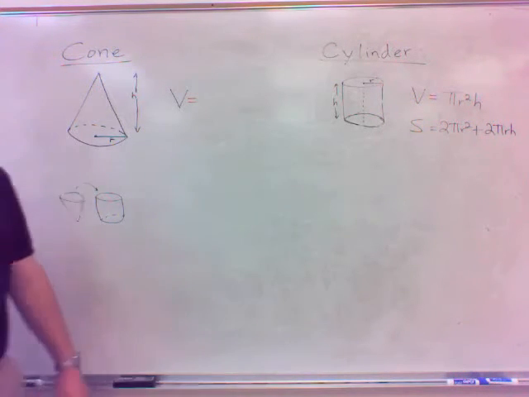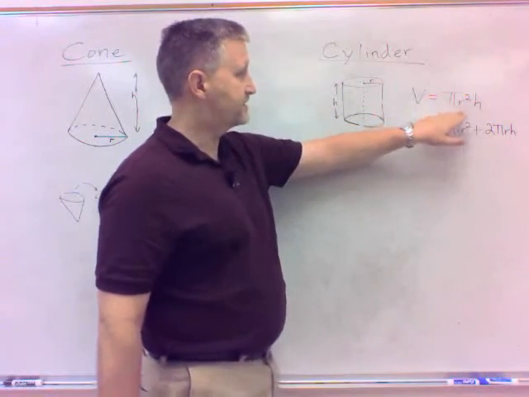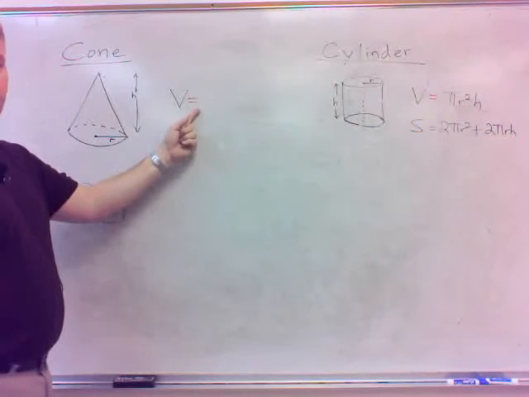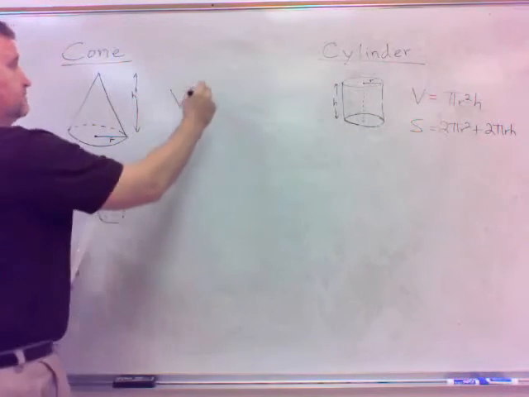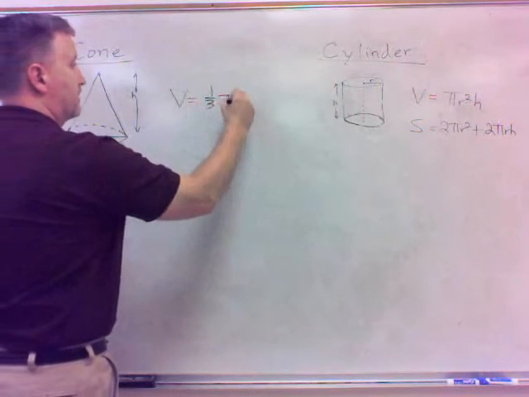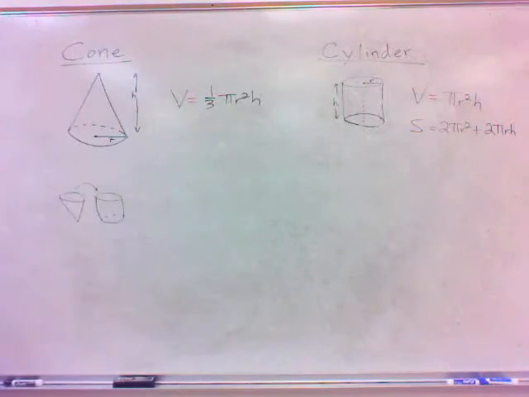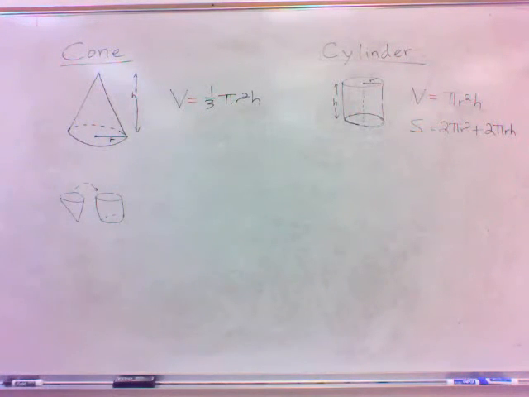So, having said that, since the cylinder's volume is this, and it takes 3 of those cones to fill it, wouldn't the volume be a third here? A third times pi r squared h is the volume of a cone. It's pi r squared h, like the cylinder, but times a third. That would give you the volume of a cone.